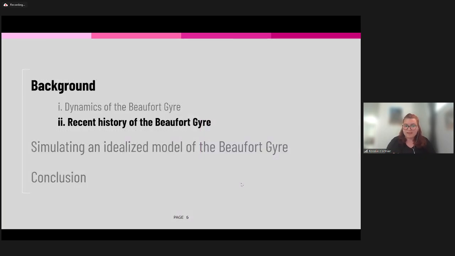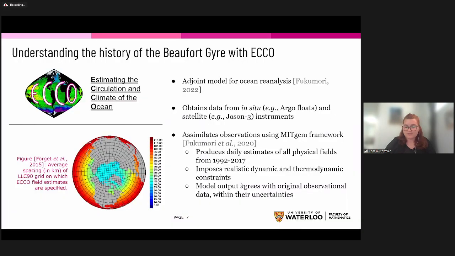So I'll step back a little bit now and talk about our understanding of the recent history of the Beaufort Gyre using ECCO, estimating the circulation and climate of the ocean. ECCO is NASA's adjoint model for ocean reanalysis. It obtains data from a variety of in situ and satellite instruments. I've named here Argo floats and the Jason-3 payload, but ECCO draws data from a really diverse array of sources, I think upwards of 50 different sources.